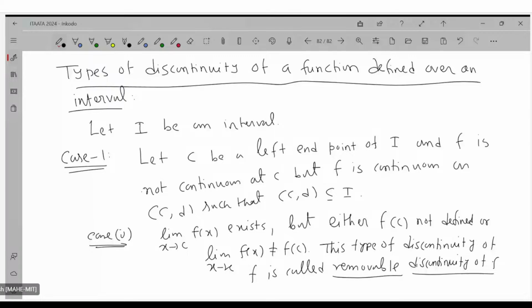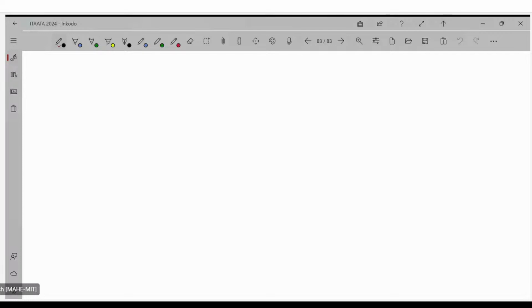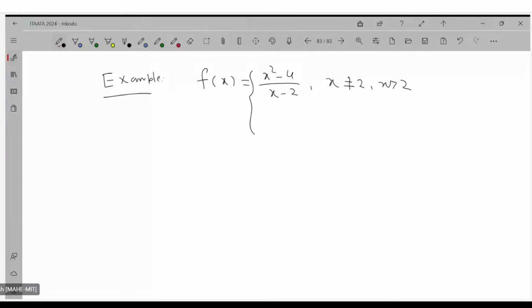I think most of you are familiar with the example. It's a very simple example. f(x) equals (x square minus 4) by (x minus 2), when x is not equal to 2 but x is greater than 2, and let's say we are defining 5 when x equals 2. Okay, so we have a function f from [2, infinity) to R. In this case c is 2.